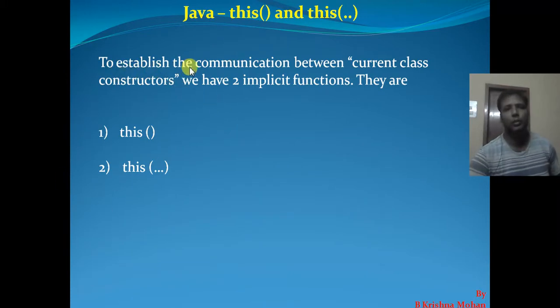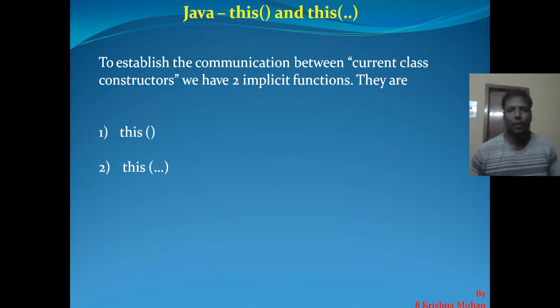This is used to establish the communication between the current class constructors. We have two implicit functions: this without any parameters and this with parameters. These methods are used for establishing the communication between the constructors, that means constructor to constructor.